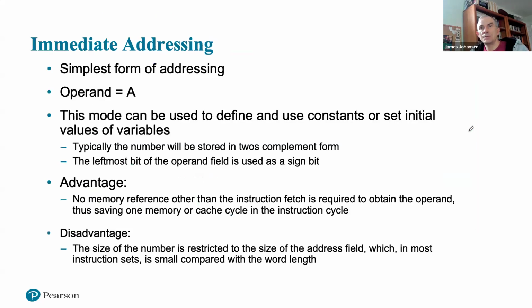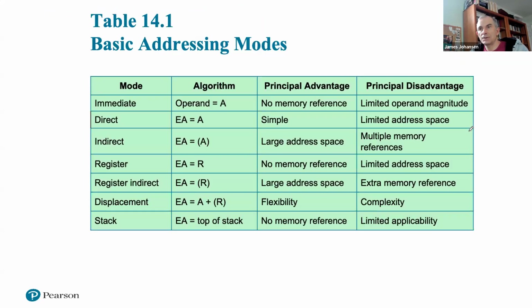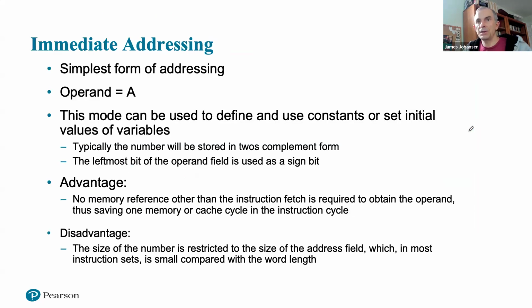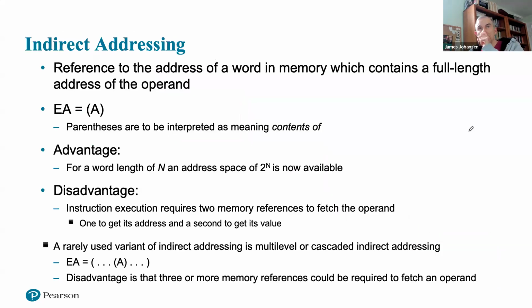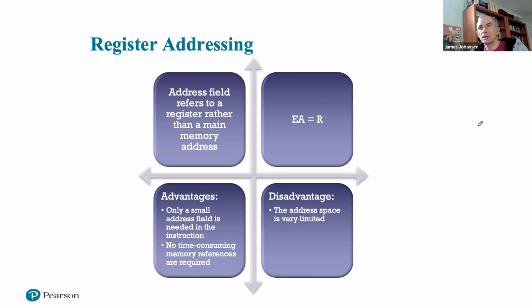So then we have some more details of that. And since we have this chart and this summary table, I'm not going to go through these in as much detail, but I just wanted to give you a sense that you can go to Stallings and read up on this a little bit more. So we have the immediate addressing. Conceptually, pretty simple. We have indirect addressing, and so the reference to the address of a word in memory, which contains a full length address of the operand that we see when we're using that.